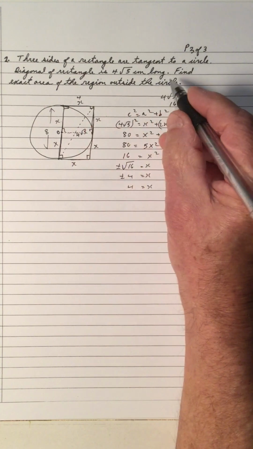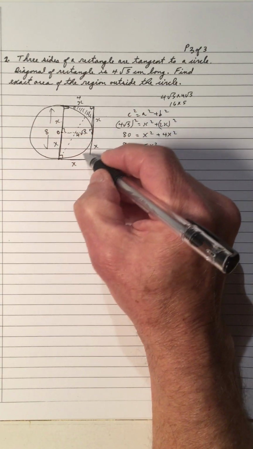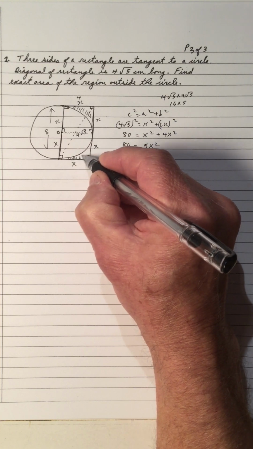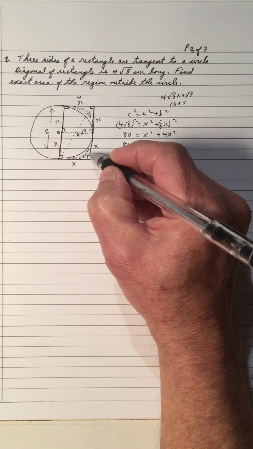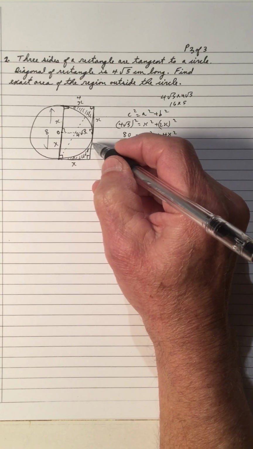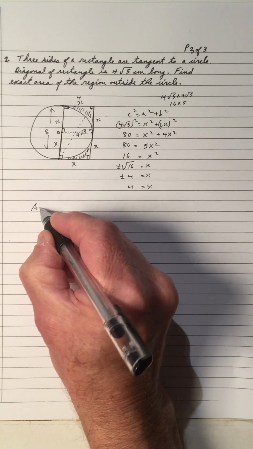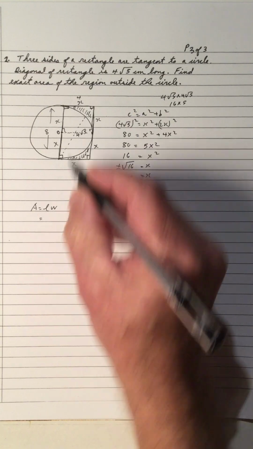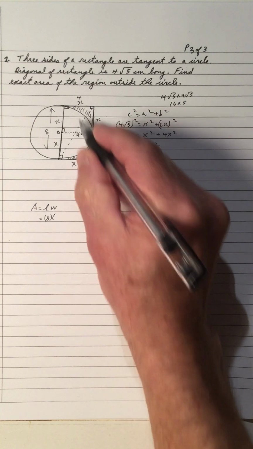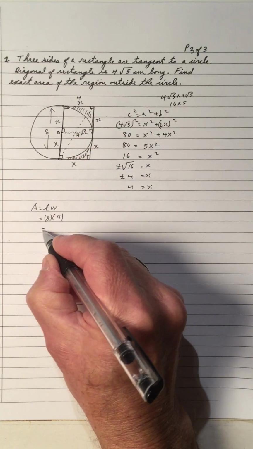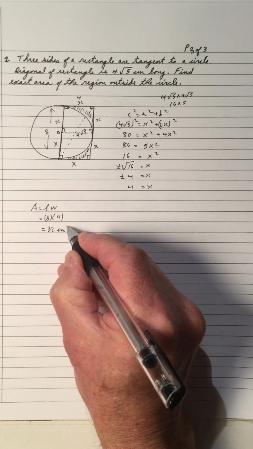So we want the area of the region outside the circle. So we want this area here, the area of the rectangle outside the circle. We want the exact area. So let's get the area of the rectangle. So the area of the rectangle is length times width. So the length is 8 times the width is 4. So that's 32. And a centimeter, so it's square centimeters.